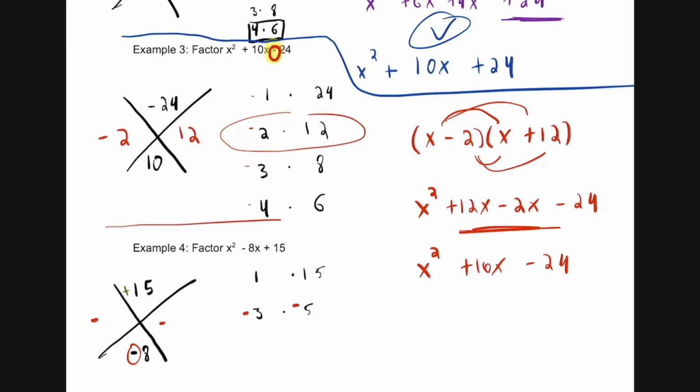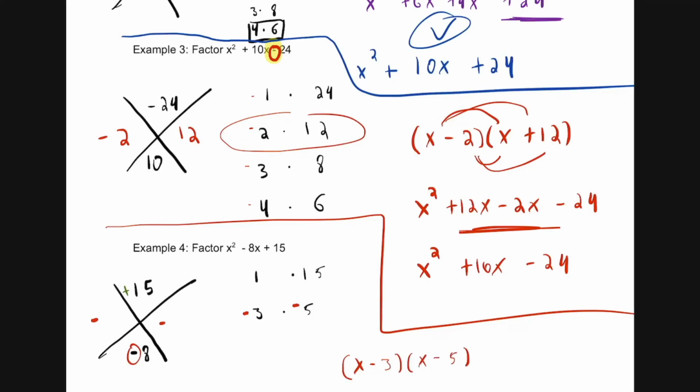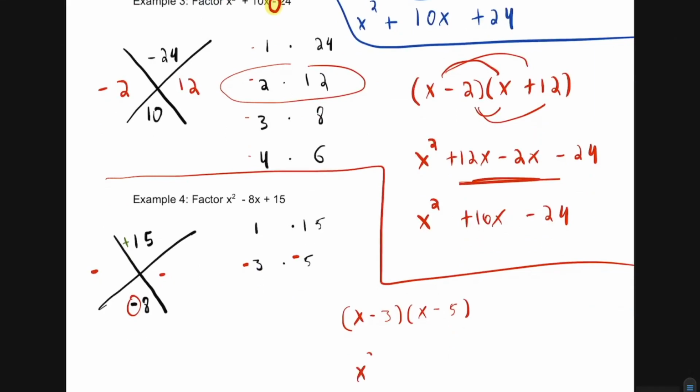So what we would have here on our last one is x minus 3 times x minus 5. Just checking this again. The check is just so you can see what's going on. X squared minus 5x minus 3x plus 15. That's x squared minus 8x plus 15.